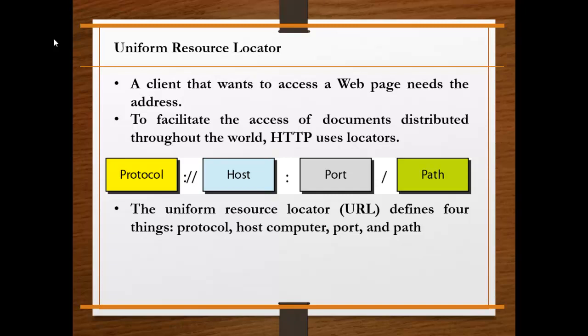For accessing documents, we use HTTP, the Hypertext Transfer Protocol, which is the protocol that lets the user use the WWW. They provide a uniform resource locator, that is URL. The URL has 4 portions: protocol, host, port and path.